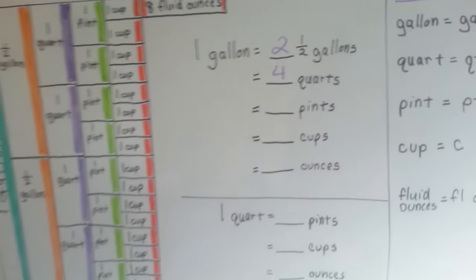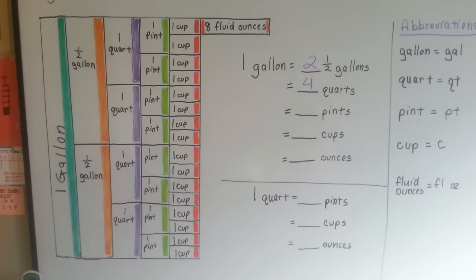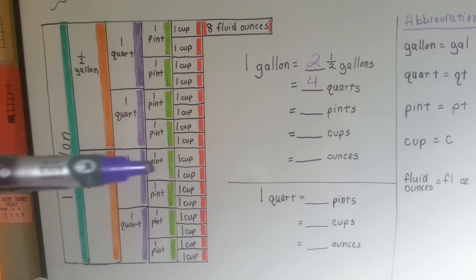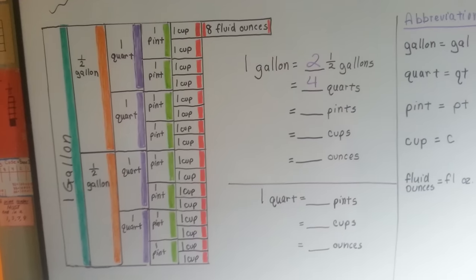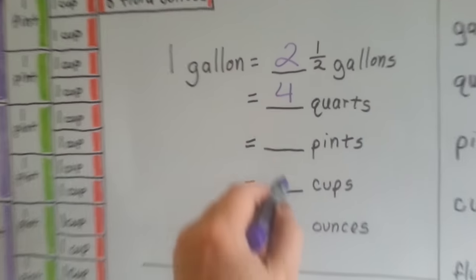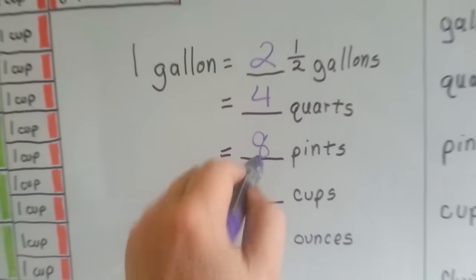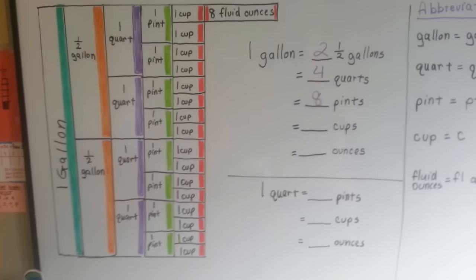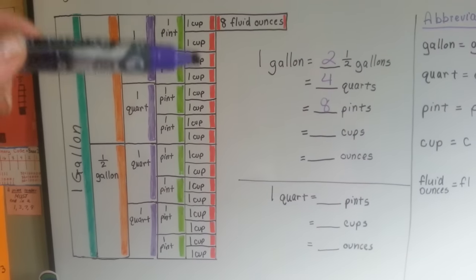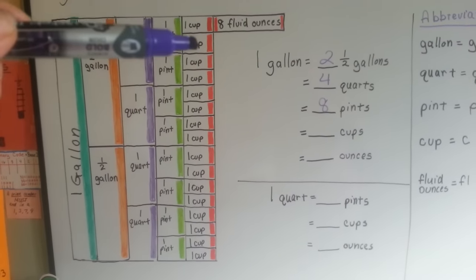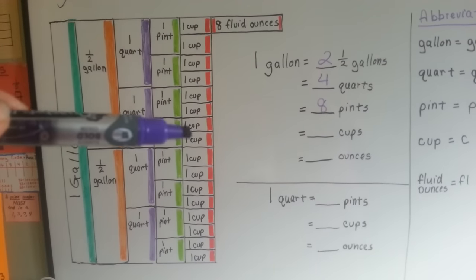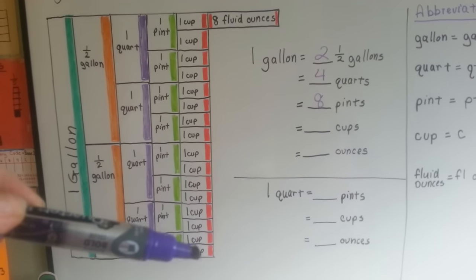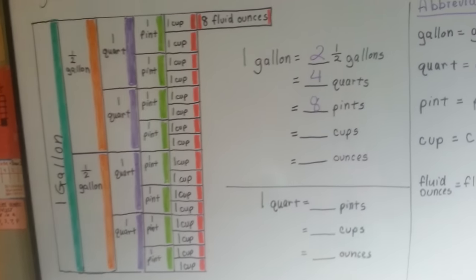How many pints are there in a gallon? Can you help me count them? 1, 2, 3, 4, 5, 6, 7, 8 pints. Okay. Do you see what the numbers are doing? Does it look like they're doubling? 2, 4, 8? Guess what the next one is going to be for cups? All right, so these are all the cups in a gallon. Let's count them. 1, 2, 3, 4, 5, 6, 7, 8. 1, 2, 3, 4, 5, 6, 7, 8. 8 plus 8 is 16.